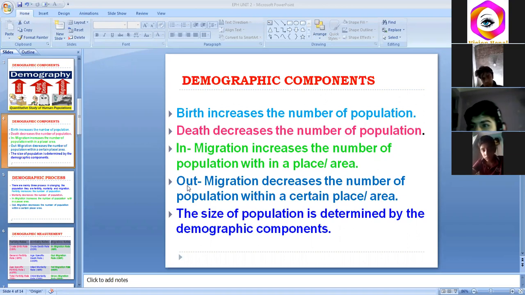Similarly, out-migration and in-migration. If there is in-migration, the population will increase within a particular area, and if people migrate from one place to another place, then the population increases in the place where they go, and the population decreases from the place where they left.